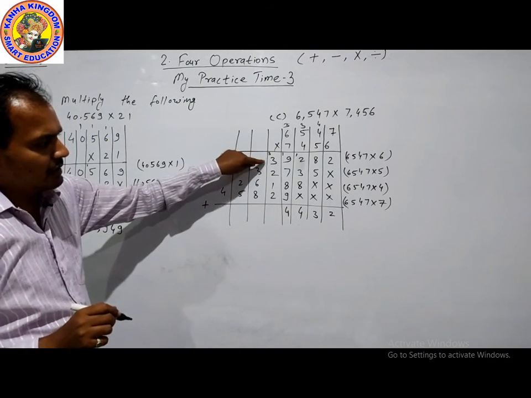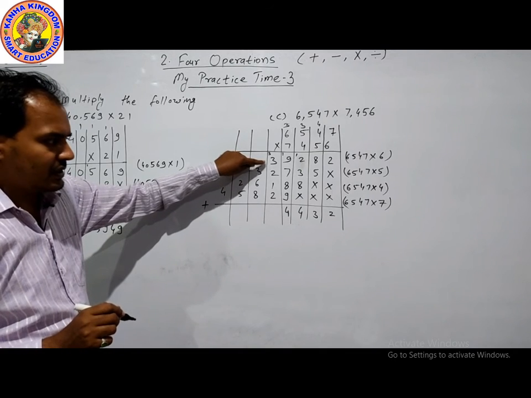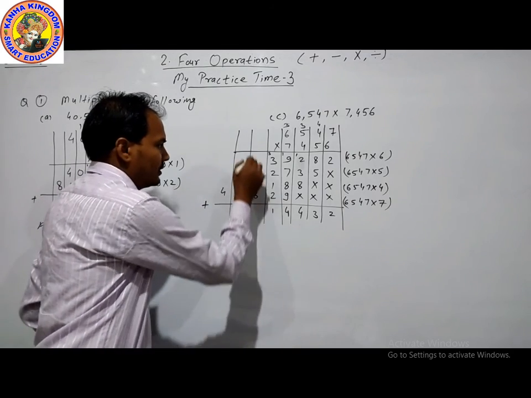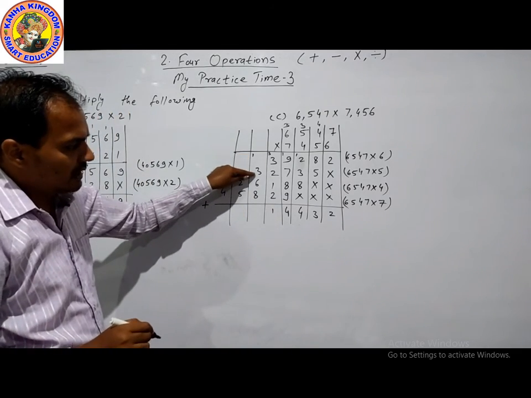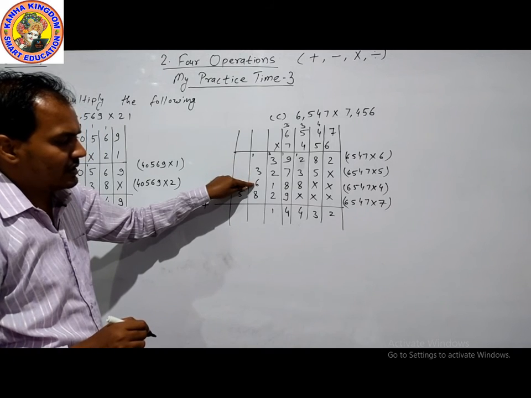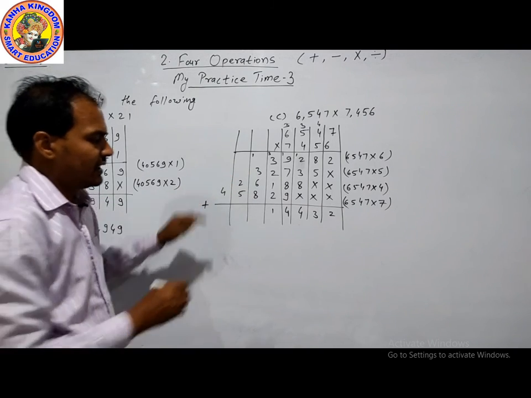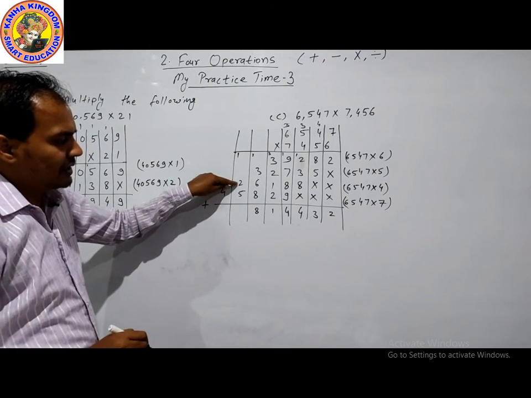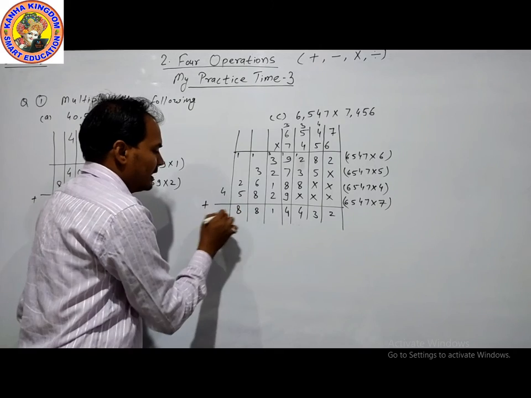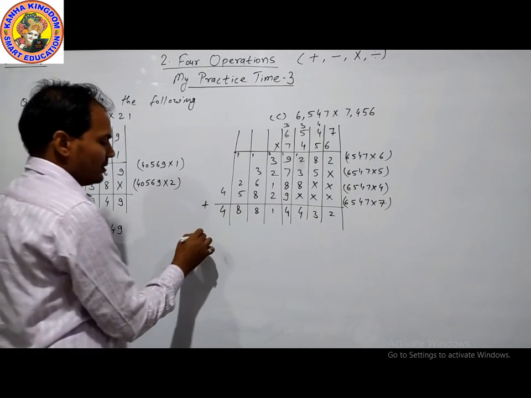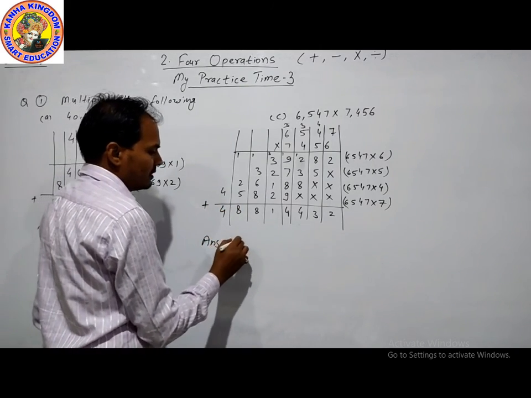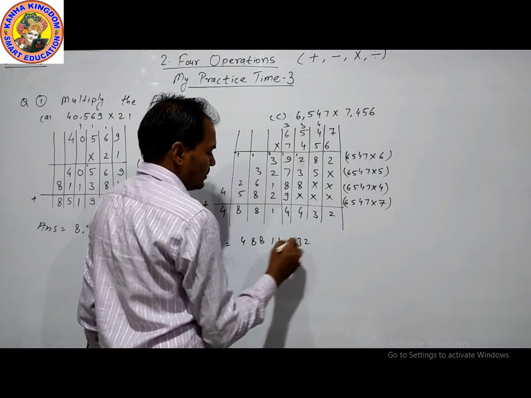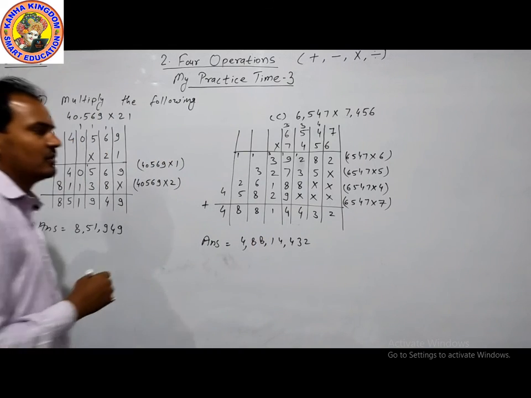Now 3 plus 3, 6. 8, 9, 11. 1, 3, 4 plus 6, 10 plus 8, 18. 1, 2, 3 plus 5, 8 and 4. So our answer is 4 8 8 1 4 4 3 2. This is our answer.